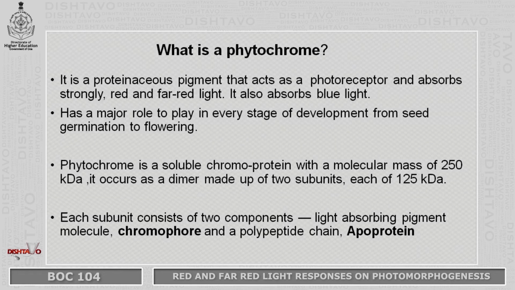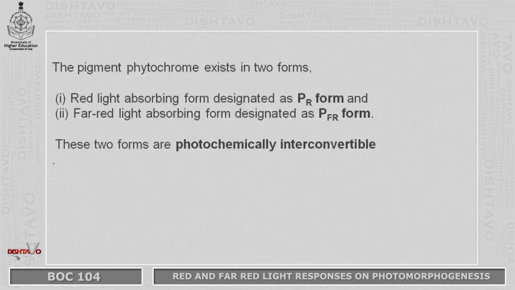Now each of the subunits consists of two components. One component is the chromophore, that is the light absorbing pigment molecule, and the second component is the apoprotein, that is the polypeptide chain. The pigment phytochrome exists in two forms. One is the red light absorbing form, which is designated as PR form, and the second is the far red light absorbing form, designated as PFR form. Now both these forms are photochemically interconvertible.